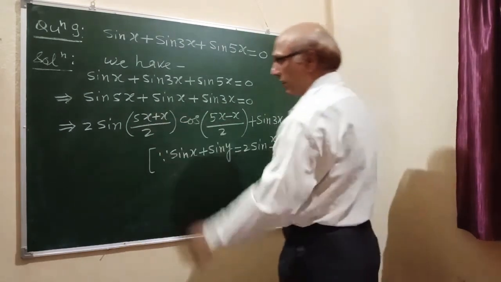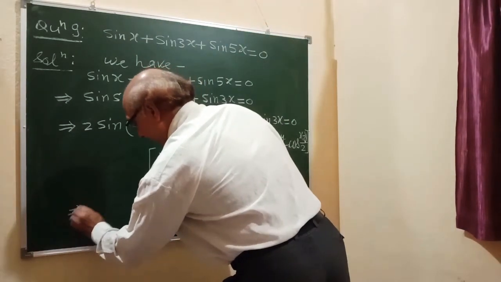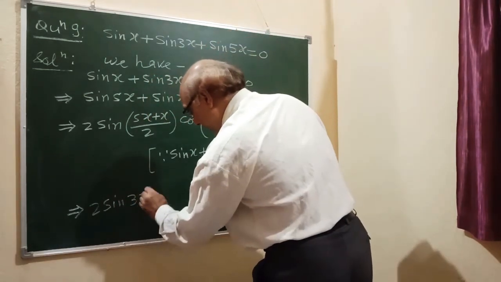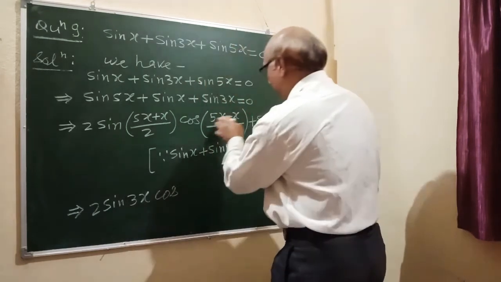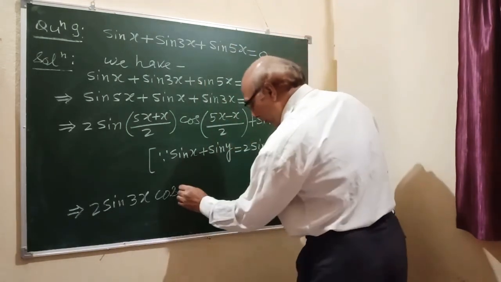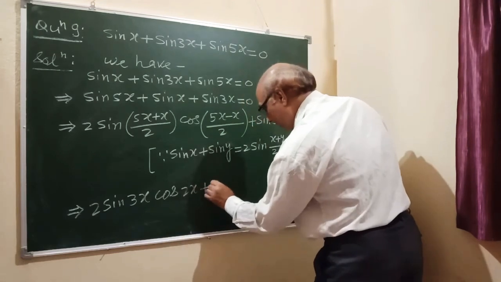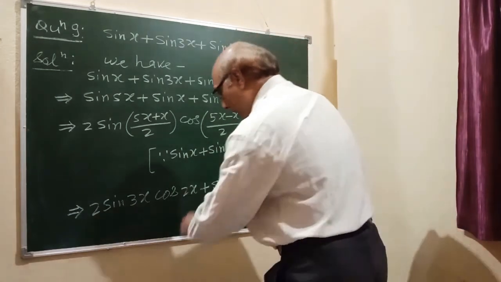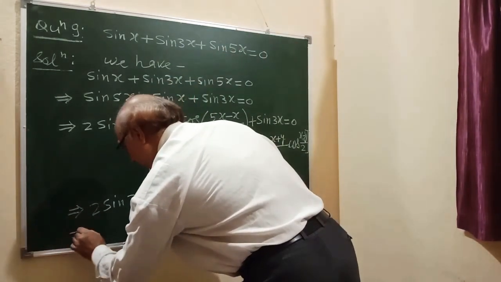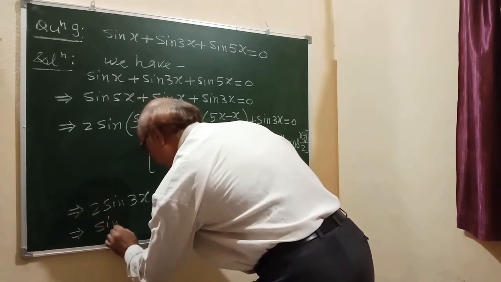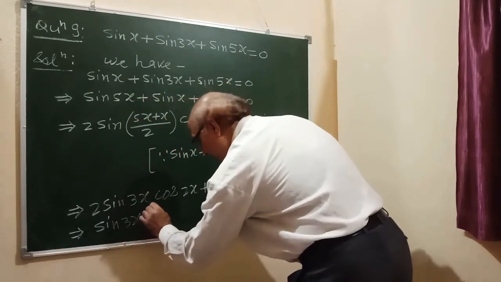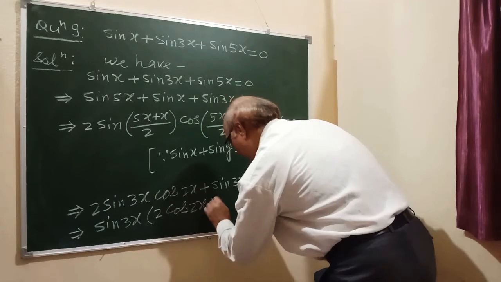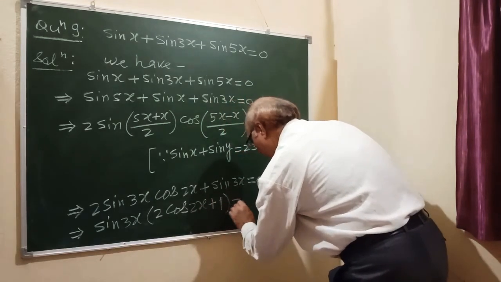Using this result here, this implies that 2 sin of 6x by 2, you will get 3x, cos of 5x minus x, 4x by 2, cos 2x plus sin 3x equal to 0. Taking sin 3x as common, we get sin 3x into, in bracket, 2 cos 2x plus 1 equal to 0.